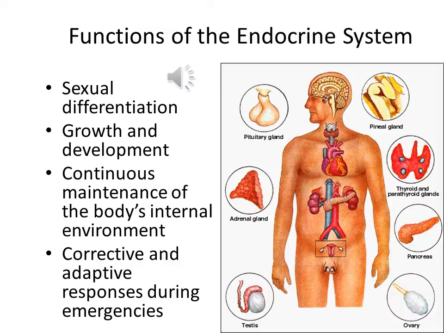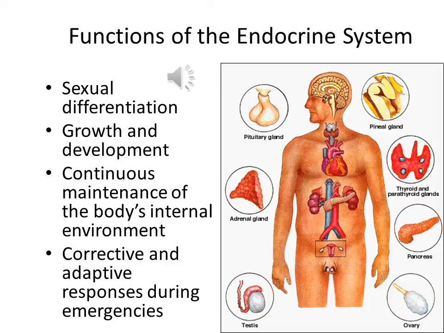Okay, functions of the endocrine system. Sexual differentiation, growth and development, continuous maintenance of the body's internal environment, corrective and adaptive responses during emergencies. In addition, there are several principal endocrine glands: the hypothalamus, the pituitary, the thyroid, parathyroid, adrenals, pancreas, ovaries, and testes. Overall, the endocrine system is there to regulate organ function.